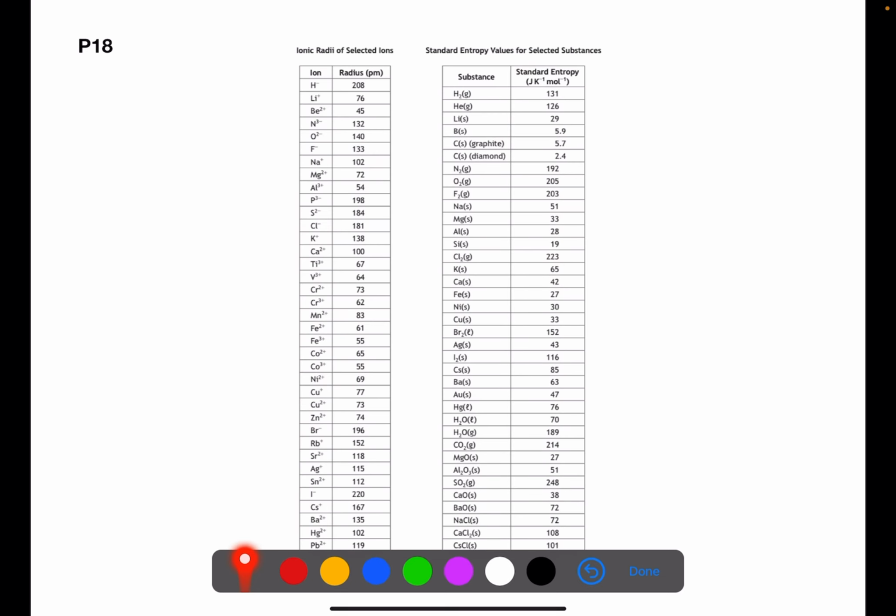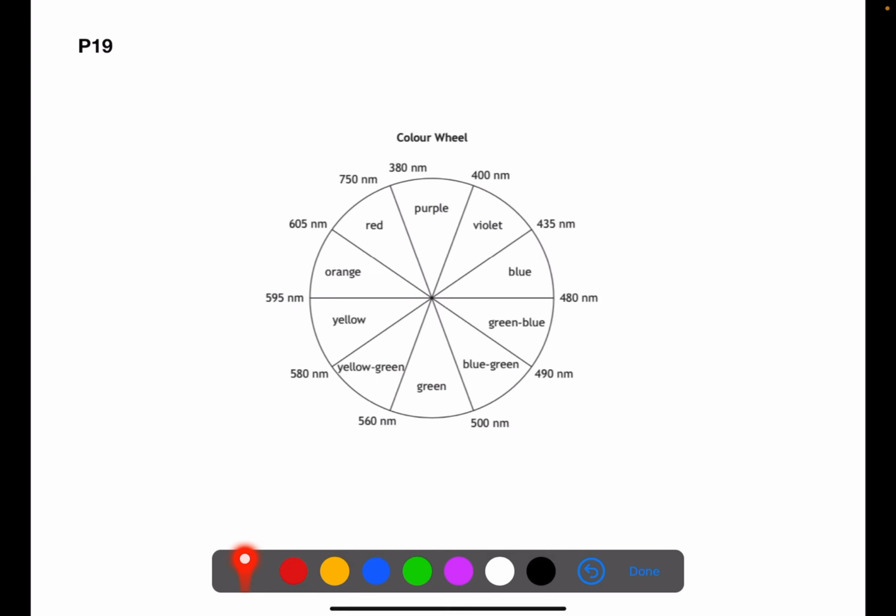On page 18, you have ionic radii for certain ions, and you also have entropy values for selected substances. This page will be useful when looking at reaction feasibility. On page 19, you have the colour wheel, which is useful when you are looking at either the colours of transition metal compounds or organic compounds.